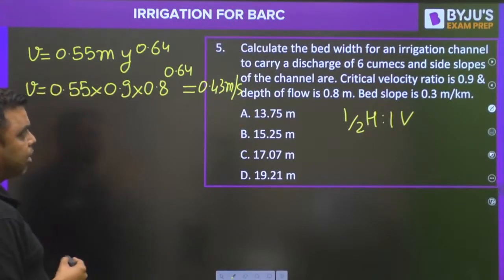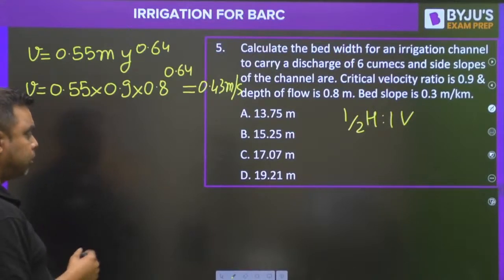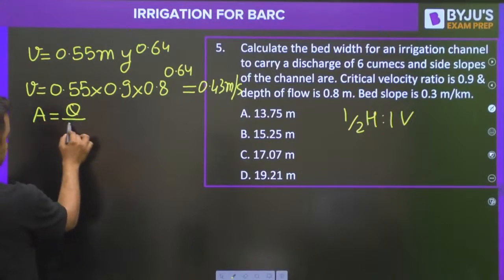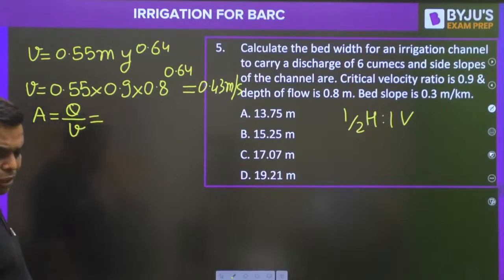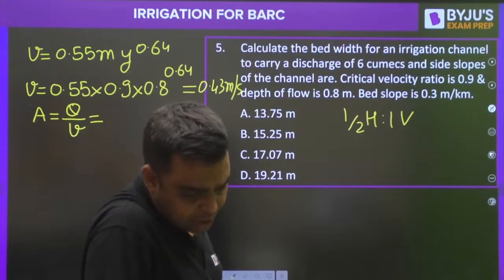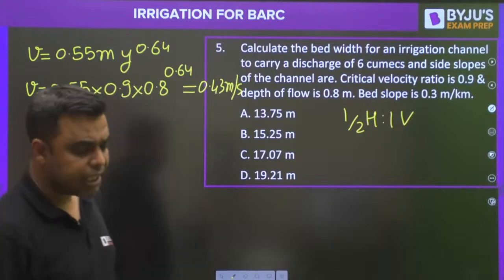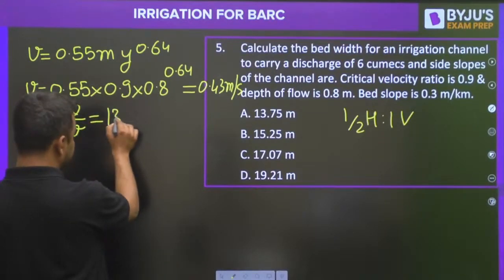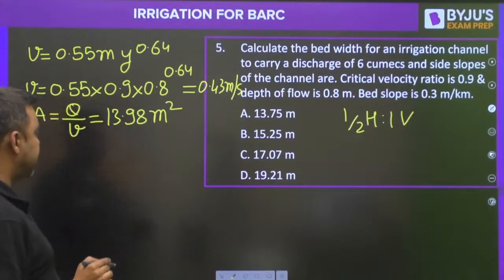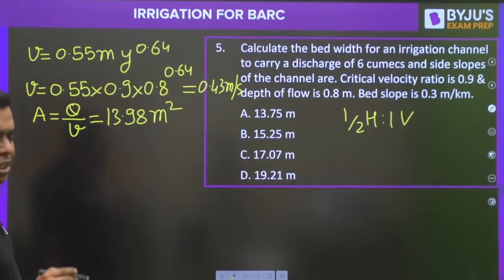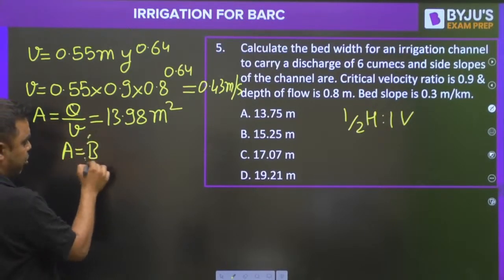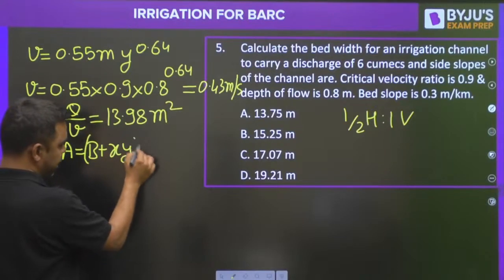Further, discharge is given. So can I write A is equal to Q by V? And if we do A is equal to Q by V, how much value will we be getting? 13.98 meter square. Right? 13.98 meter square.